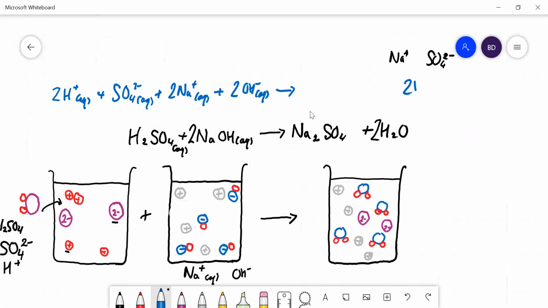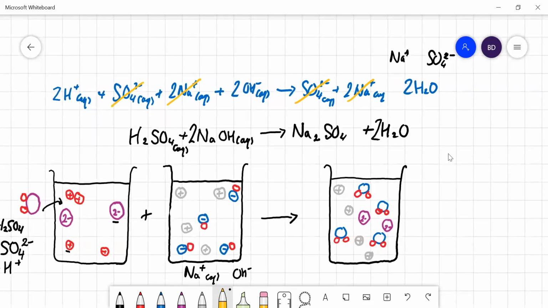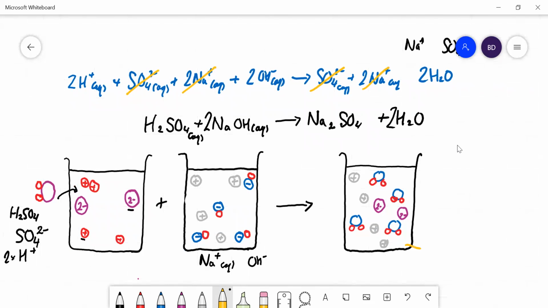That's with the H+ reacting with the OH-, and we are going to have our sulfate ion unchanged and our 2 sodium ions unchanged. Okay, crossing out anything which appears on both sides of the equation, we can see sulfate doesn't change, and the sodium ions don't change, they're spectator ions. So again, all that's happening is H+ is reacting with OH- to make water. And what we were left with was water, but also a solution of sodium ions and sulfate ions, so it's a solution of sodium sulfate.